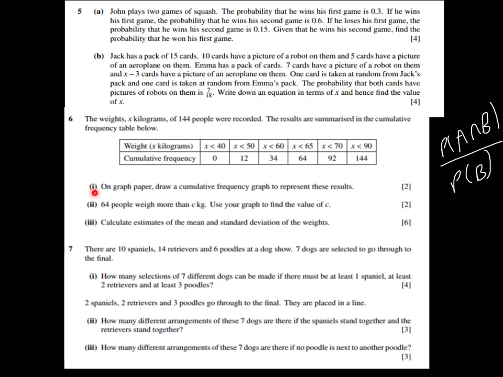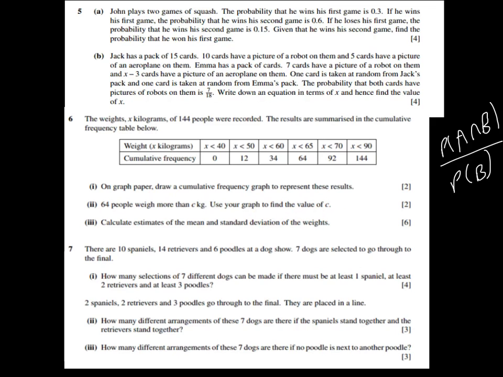The main thing for part 1 is to remember that when you plot cumulative frequency, you use the end of the group as your x value, and make sure, of course, that you label your x and your y axes as well. For part 2, just be careful. It says 64 or more, but cumulative frequency is always less than that value, so you'd have to take 64 away from 144. And so you're looking at 80 people weighing up to or including that weight. And then use a horizontal line on your graph to find which value of the weight matches that.